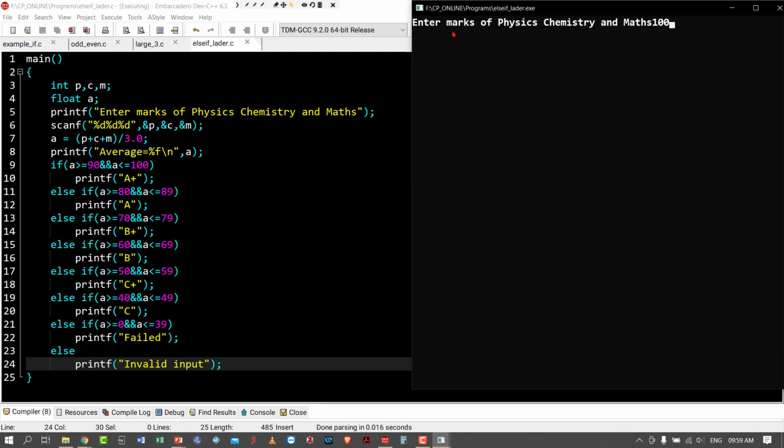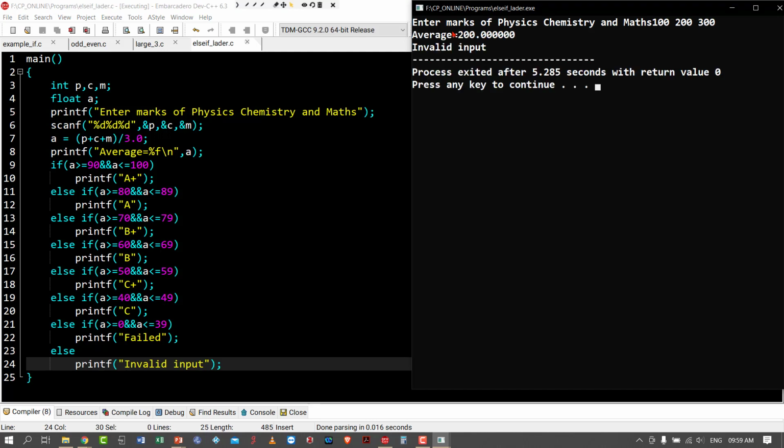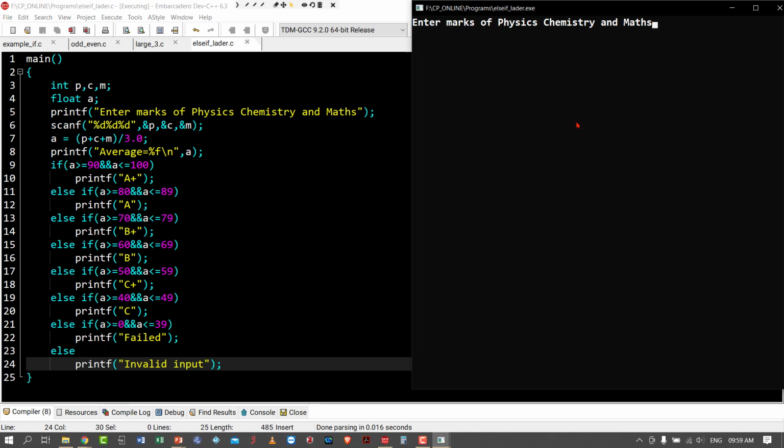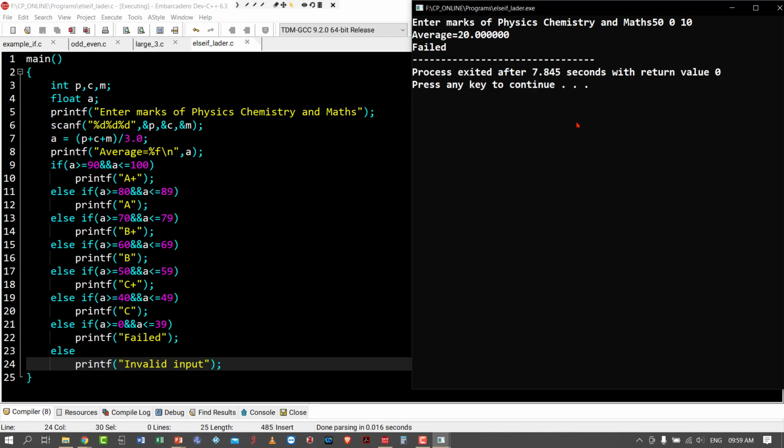Again I'm giving 100, 200 and some 300. Average is 200 but it is showing invalid input. Again I am executing the program. I am giving 50, some 0 and some 10. The average will be 20 and it is showing failed.